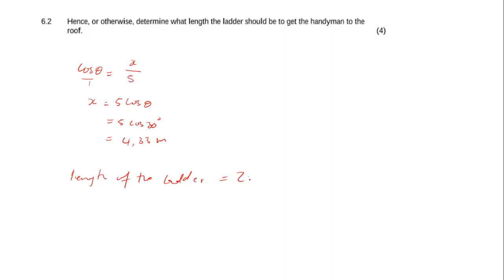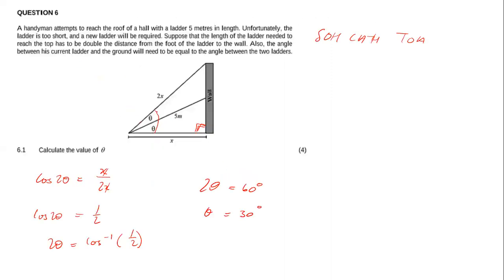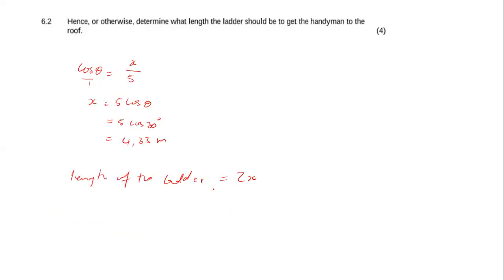we're going to say it is equal to 2x, okay? Because we know that this is the length of the ladder to get the handyman to the top of the roof, it's 2x. So that means where we see x, we most definitely are going to substitute our answer, which is 4,33, and therefore we can just say your answer multiplied by 2, and then you're going to get 8,66. What are the units? Meters. And therefore this will most definitely be our final answer.